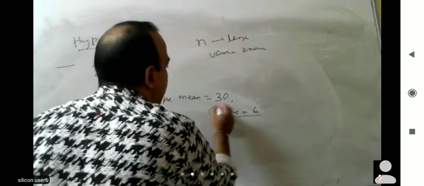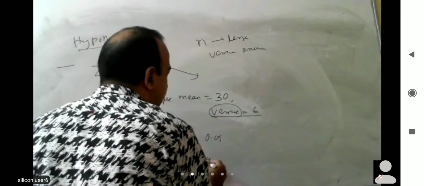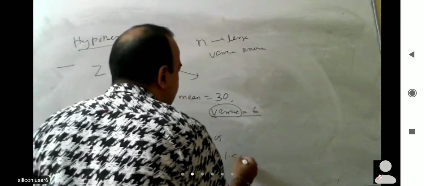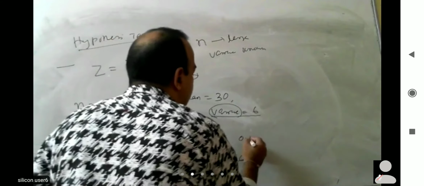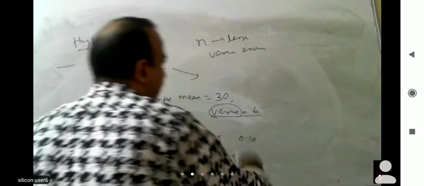So it is a Z test because the population variance is given and the sample mean is given. If alpha is 0.05, then alpha by 2 gives 1.96. If it is 0.10, then alpha by 2 gives 1.645, like this.